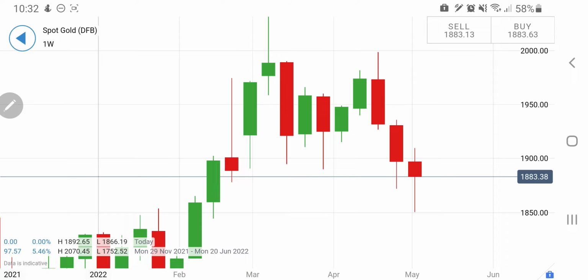What is going to happen next week, we will try to see with the help of candlestick charts first, and then followed with indicators. At the end, I am going to give you the trading levels.